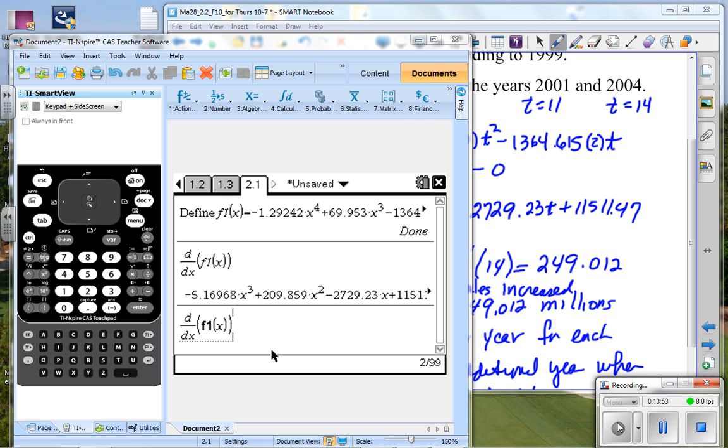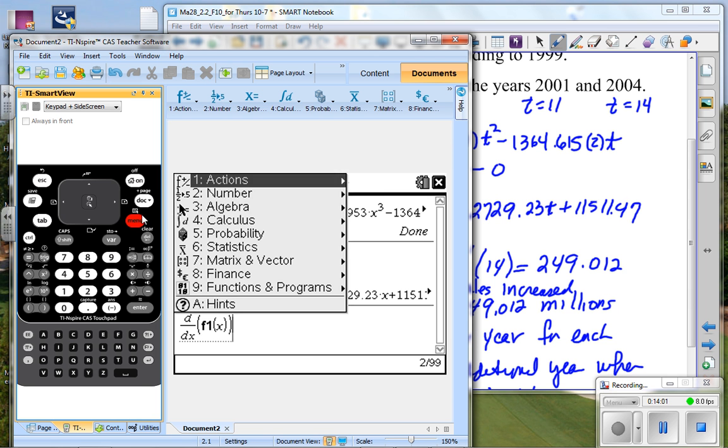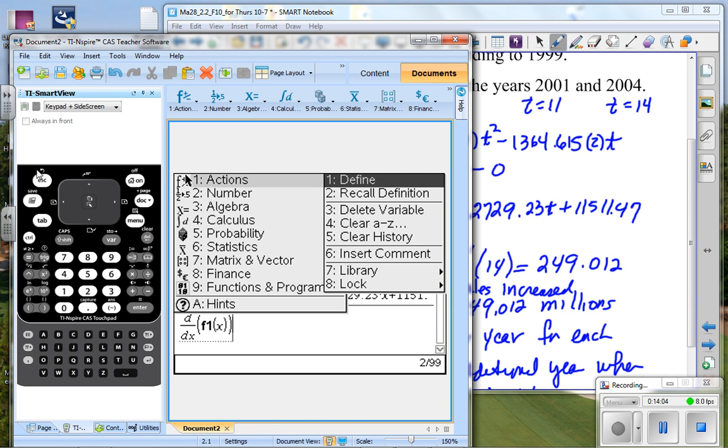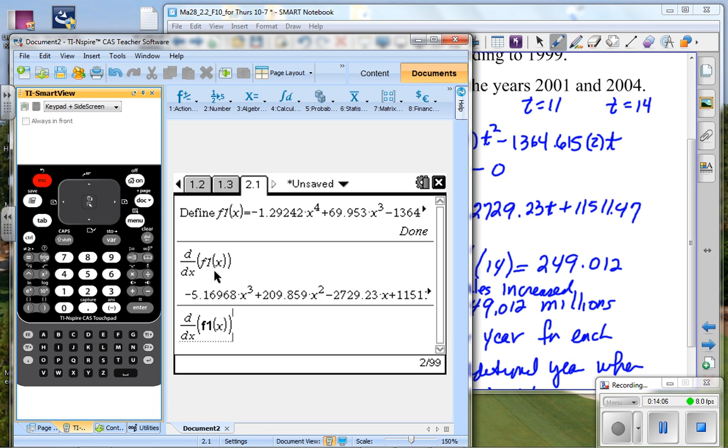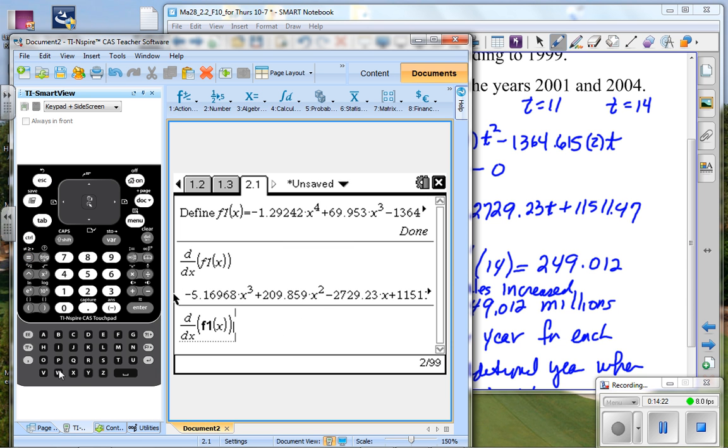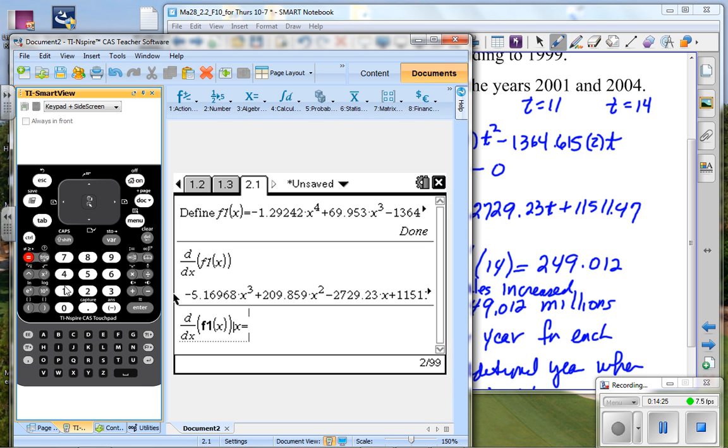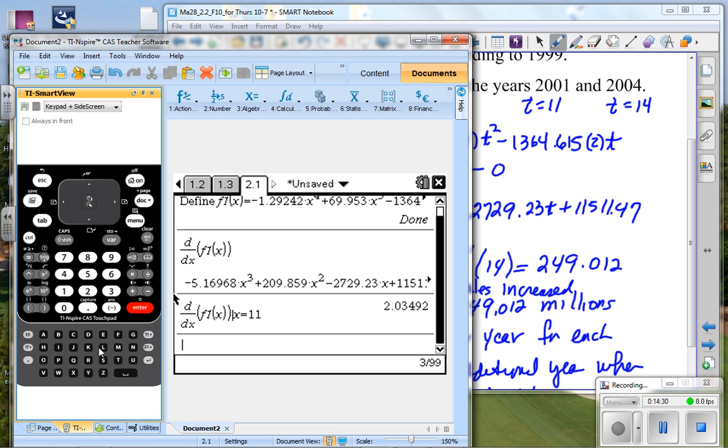Let me show you how I came up with some of those values. First of all, I went in and defined the function. We've done that before. That again is under Menu and Actions and Define. And then I took the derivative of the function. Then to find the derivative at a point, I went back and used that notation. On the touchpad, if you do Control equals, you have the symbol for at the point, x equaling 11. I'll show the other version in just a little bit. We came up with that.